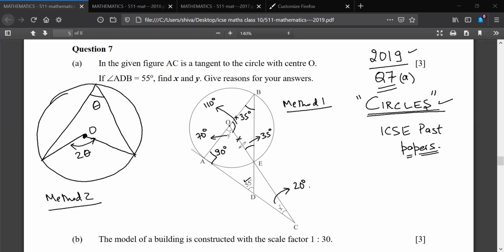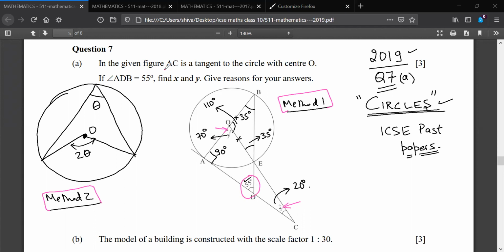Now there are two ways of finding X and Y. So this is my X and this is my Y. There are two ways in which I can find X and Y. So we'll discuss method 1 first, and then we'll discuss method 2. So as per method 1, this is 55 degrees.